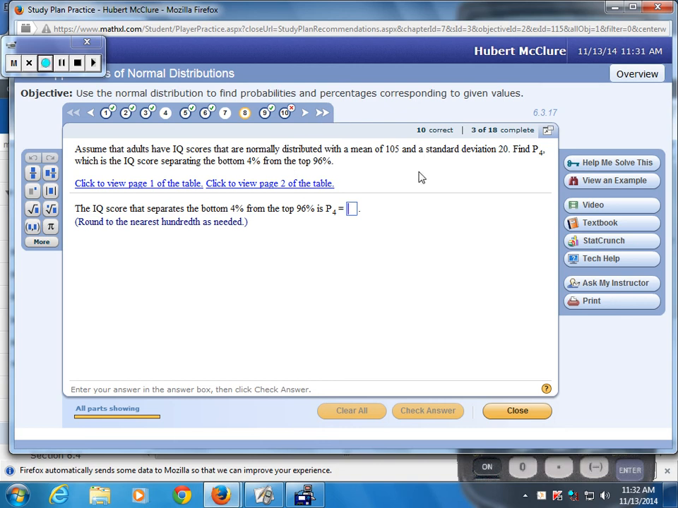All right, try this one. A mean of 105 and a standard deviation of 20. They want to know what the score is. Now, they didn't say the area. They said the score. That means X. They want to find X of the bottom 4%, 0.0400, and the top 96%, which would be the other 0.0400. So draw a picture on this one.